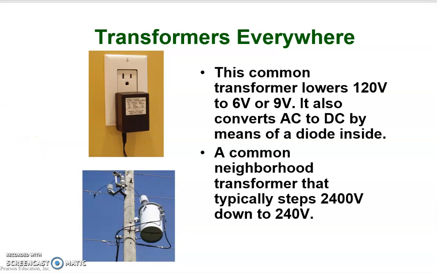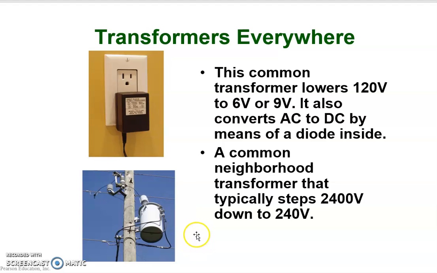Let's take a look at an example of the transformer in our daily life. This device is actually a transformer. What it does is transform the energy, or I should say, lower the voltage from 120 volts to 6 or 9 volts, depending on your device. Also, it converts the AC current to a DC current. This is the one you use to charge your laptop or smartphone. So it is a transformer.